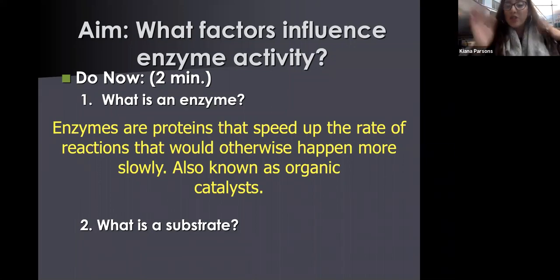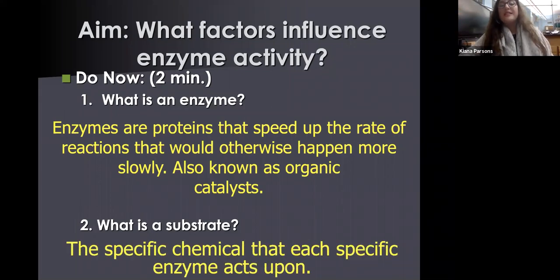So what is a substrate? The substrate is the specific chemical that each enzyme acts upon. And remember that enzymes are specific to their purpose, specific to their substrate. And when they come together, they form the enzyme substrate complex, which is what we're about to talk about now. So let's talk a little bit more about enzymes and go on to Part A, notes.